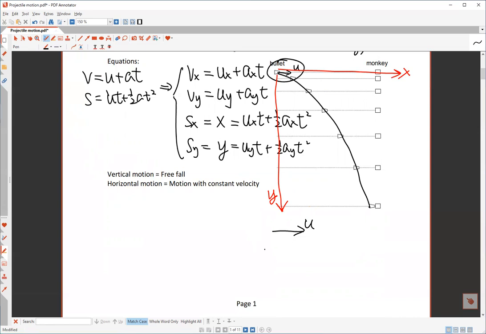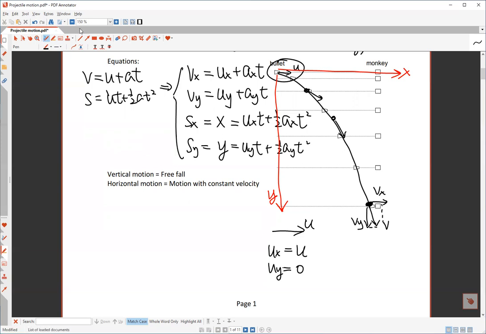For the initial velocity, because the velocity is along the horizontal axis, ux will be just equal to u, and uy is equal to 0 because the initial velocity is horizontal. But after it moves for a while, the velocity is no longer horizontal at any point along its path. Then the velocity will have a horizontal component and a vertical component. So this is the final velocity, called Vx and Vy, the vector.